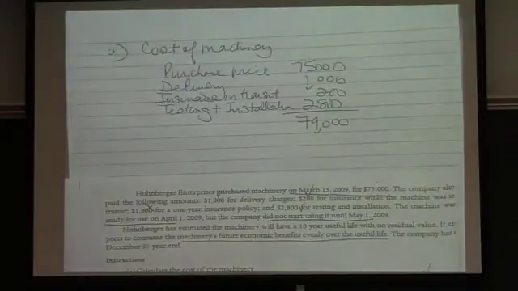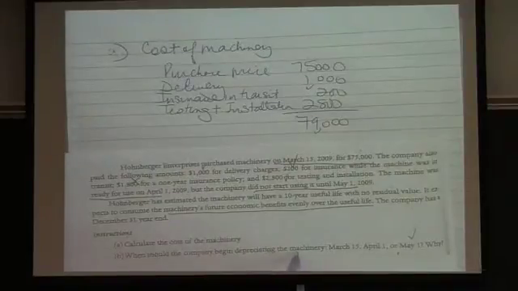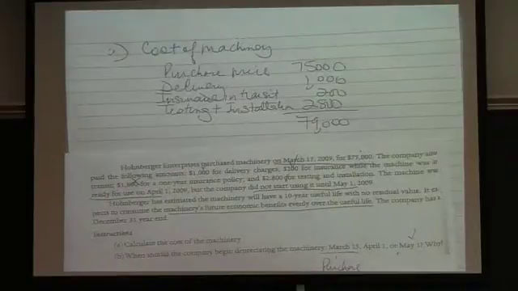Okay. Now, part B says, when should the company begin depreciating the machine? Is it March 15th when we bought it, the purchase date? Is it April 1st, when it's ready for use?